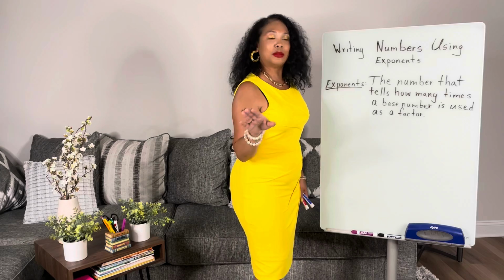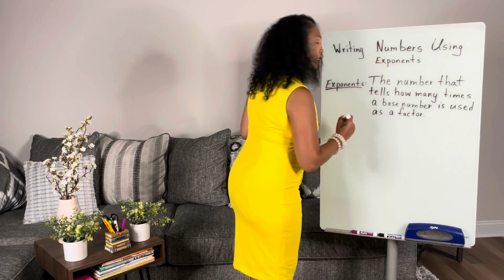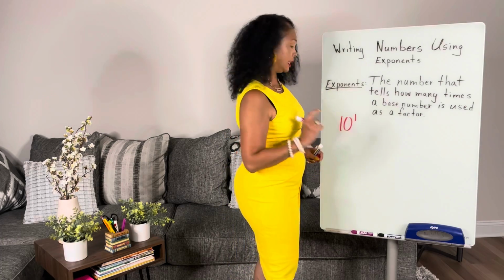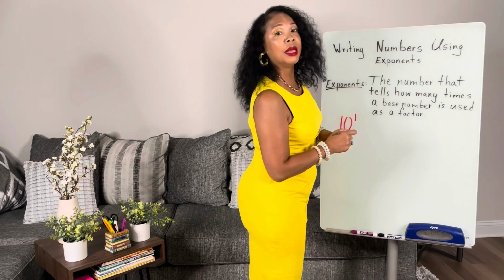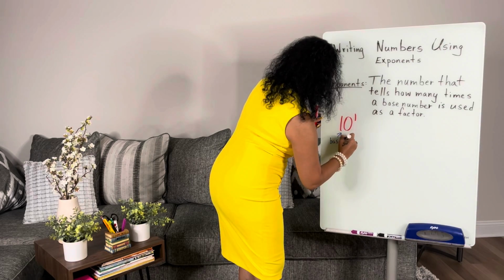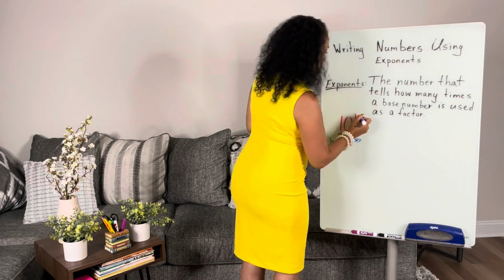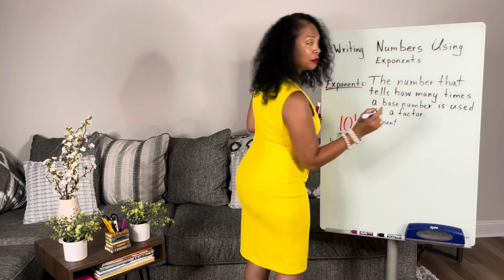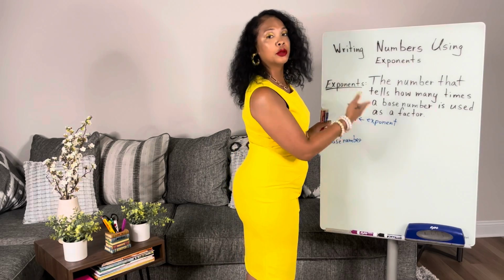So let's write down the number 10, and let's write the exponent 1. How you say it is 10 to the first power. 10 is our base number. So let me write that down, base number, so you won't forget. And the 1 is the exponent. You want to say it with me? Exponent. That's right.